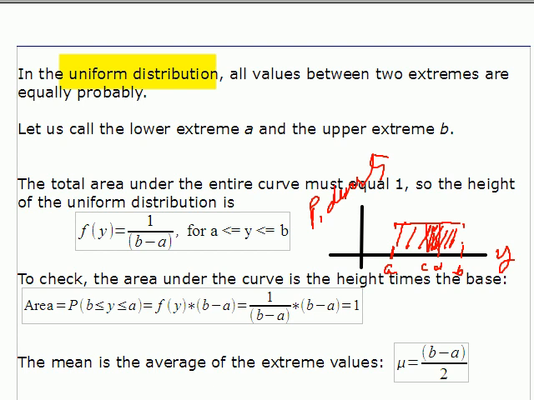To check that, what's the area, which is the probability that y lies between a and b? You would take the height of the curve, which I said is 1 over b minus a, times this length here, because you're just getting the area of a rectangle, so that's b minus a. Those cancel and the answer is 1. The mean of it is just the average.